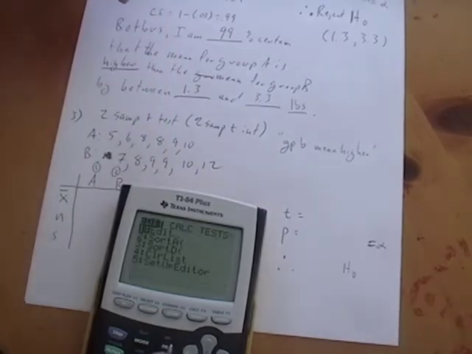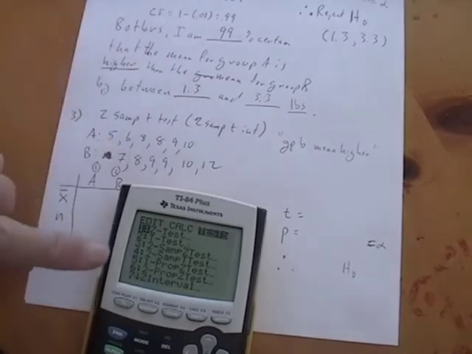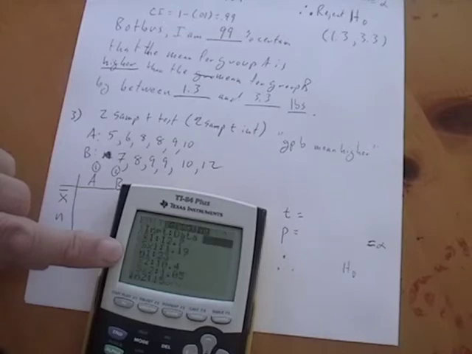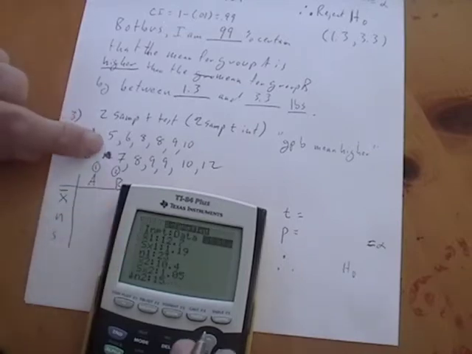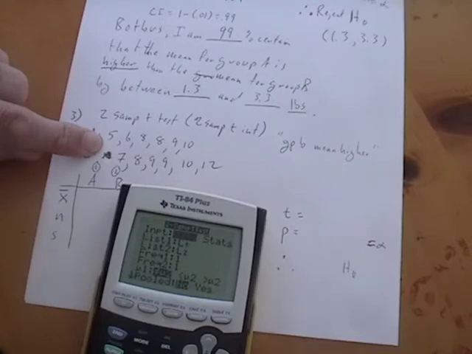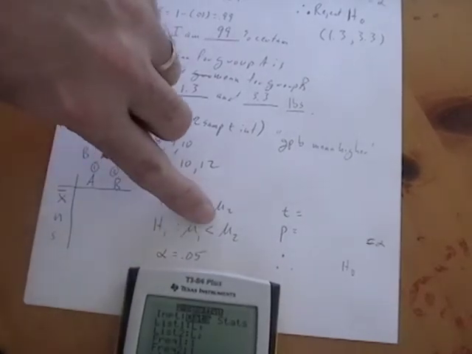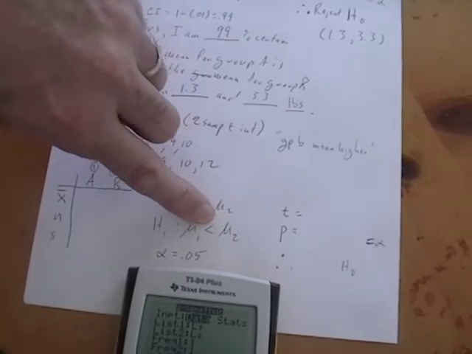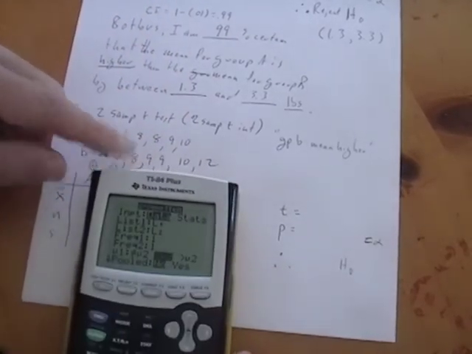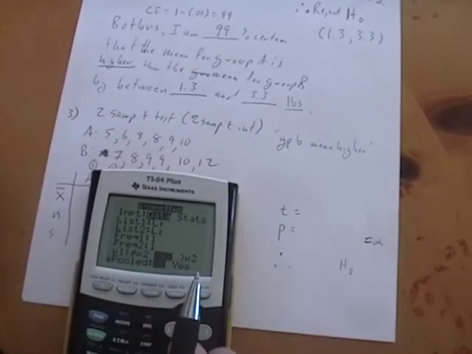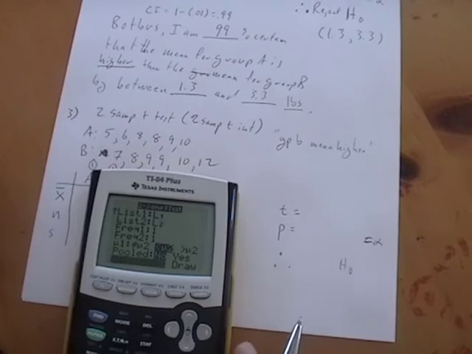Now, stat, tests. I'm still going to be doing a 2-samp t-test. That's line 4. But this time I'm given raw data, so I switch. List 1 is where I had A. List 2 is where I had B. For frequency, always leave it at 1. For inequality, whatever's in the alternative hypothesis, in this case I switch to less than. Pooled is going to be no for this class, and I'm ready to calculate.